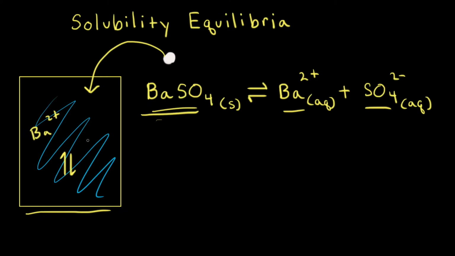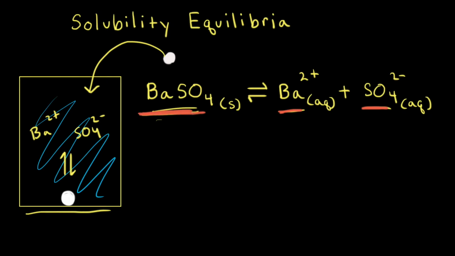So we're going to form some barium 2 plus ions and some sulfate anions. But most of the barium sulfate remains undissolved, and so we'll draw that here sitting on the bottom of the beaker. So barium sulfate can dissolve to form barium 2 plus ions and sulfate anions in solution, and it's possible for the barium 2 plus ion to combine with the sulfate anion to form a precipitate of barium sulfate.